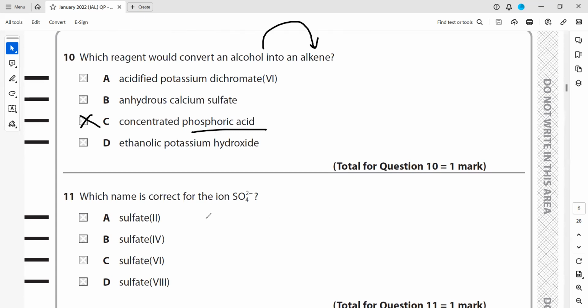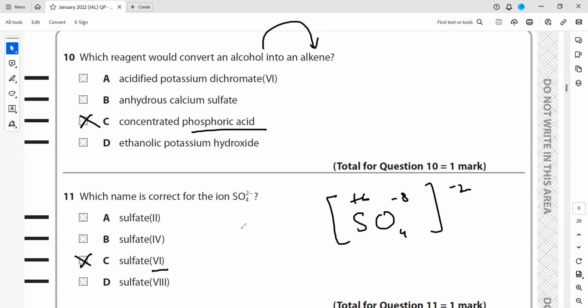Elimination reaction. What is the correct name for this SO4 with a charge? This is a sulfate ion, but what is the valency of sulfate? Each oxygen is -2, so 4 will be -8, so sulfur should be +6. So it is sulfate(VI) ion. This is Roman numeral 6, so sulfate(VI) ion.